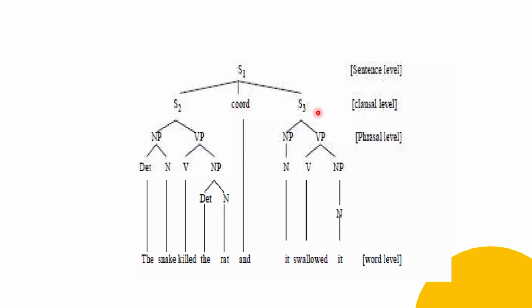And these S2 and S3 are again divided into different phrases: noun phrase and verb phrase, noun phrase and verb phrase. And these phrases are again divided into different words with all these parts of speech given. The is a determiner, snake is a noun, killed is a verb, the is a determiner, rat is a noun, and is a conjunction, it is a noun, swallowed is a verb, it is a noun.